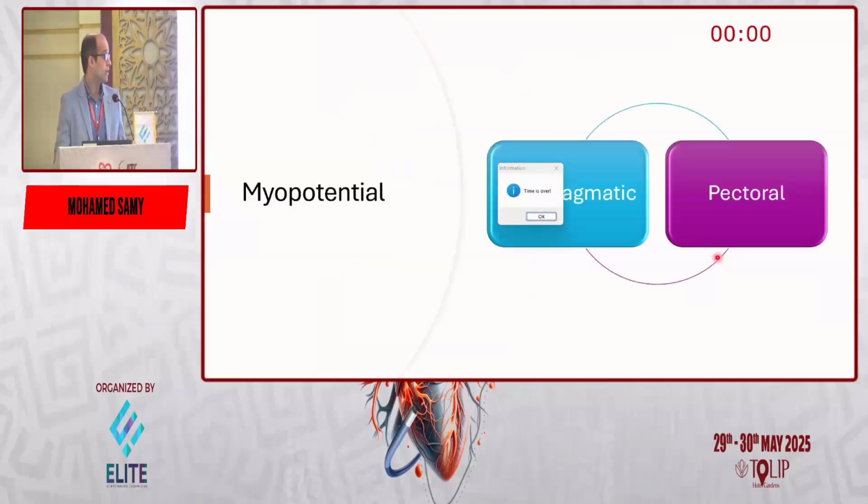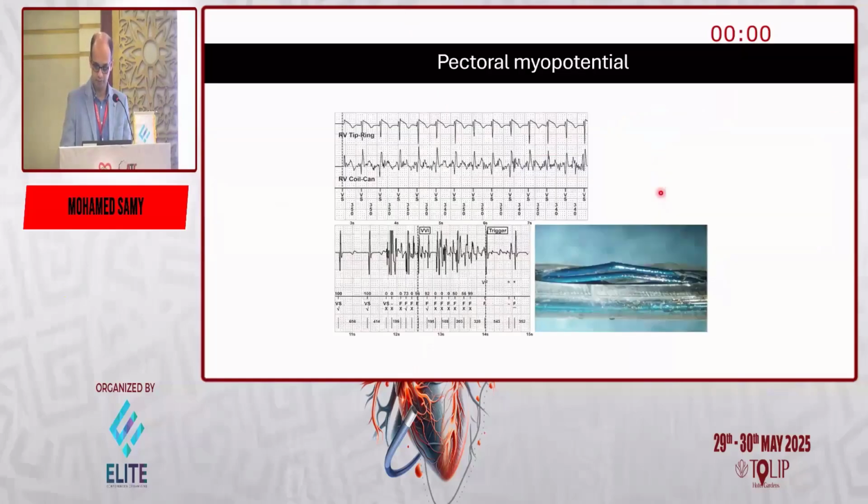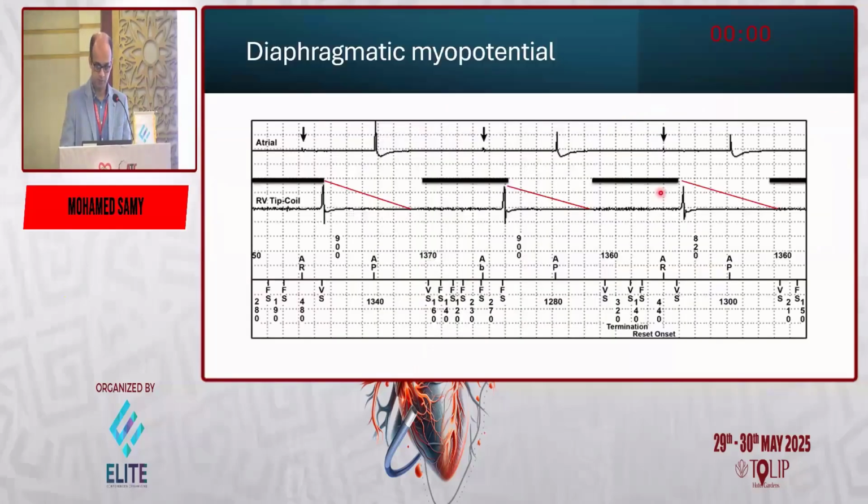I will go fast through the listing slides. We may get myopotential, which is either diaphragmatic, more common, especially when using an integrated bipolar lead, or pectoral. The pectoral myopotential will not affect the detection of tachycardia unless we have sinus tachycardia that exceeds the VT discrimination time. Here we can see diaphragmatic potentials, which were interpreted as VF.